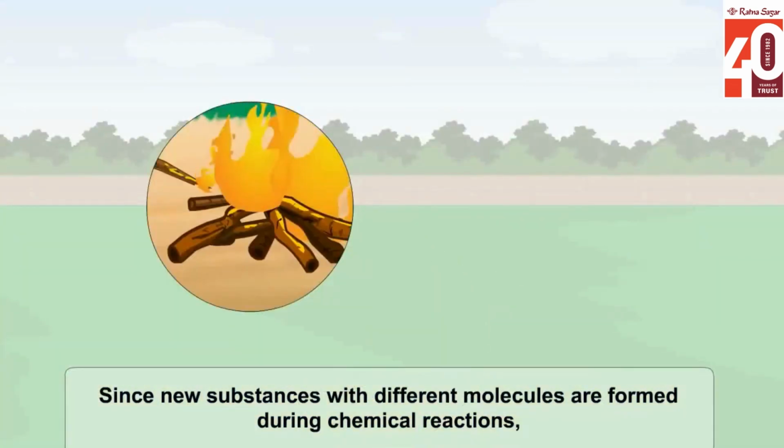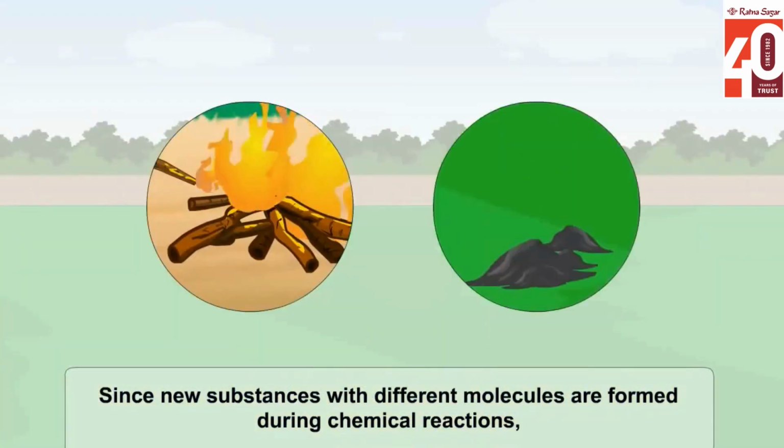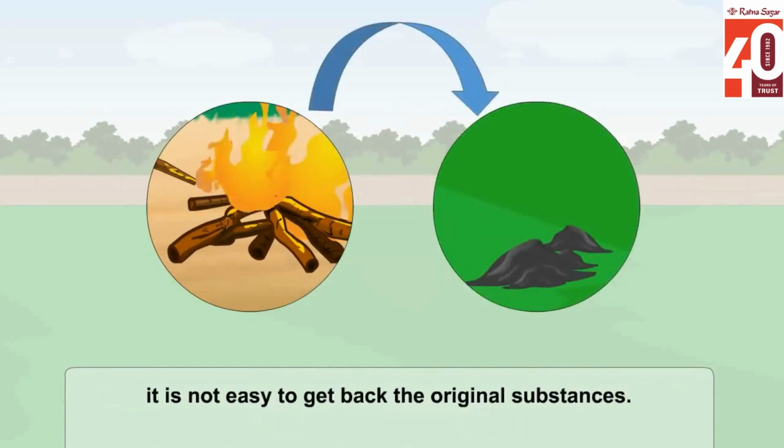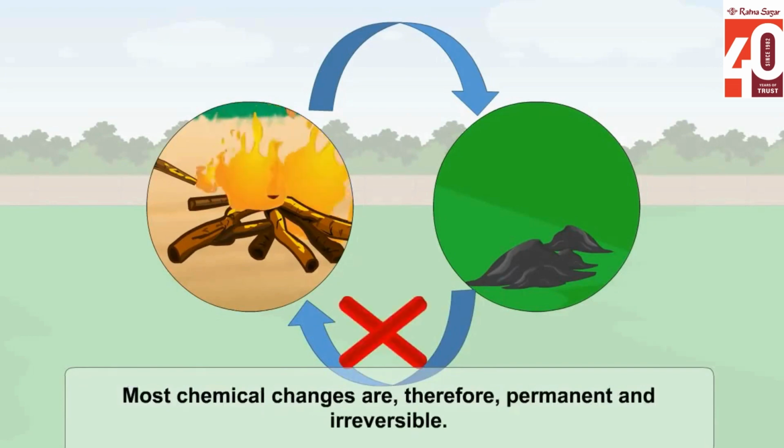Since new substances with different molecules are formed during chemical reactions, it is not easy to get back the original substances. Most chemical changes are, therefore, permanent and irreversible.